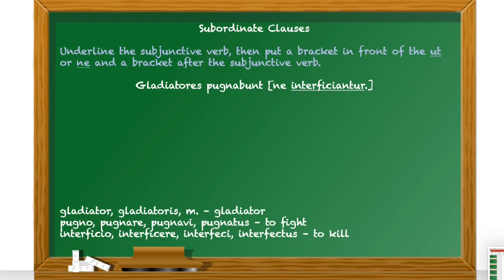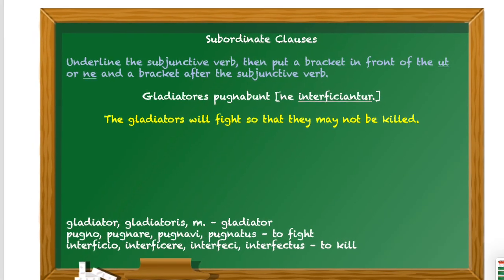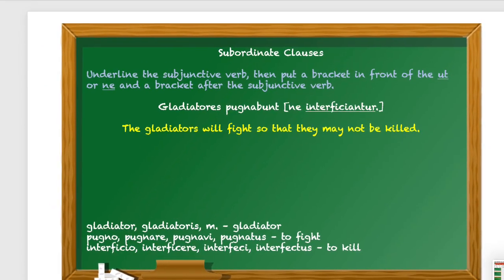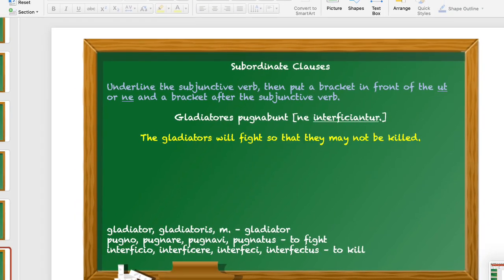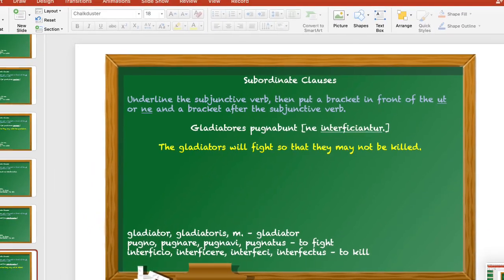You should have underlined interficiantur. We've got a third IO conjugation verb. It has an A in it. It's a present subjunctive, also passive, you'll notice, with that NTUR ending. And you should have had brackets in front of the ne and after interficiantur. Once again, try to translate that sentence, hit pause on the video, and continue to check your work. And you should have come up with the gladiators will fight so that they may not be killed. And that's a look at the purpose clause.